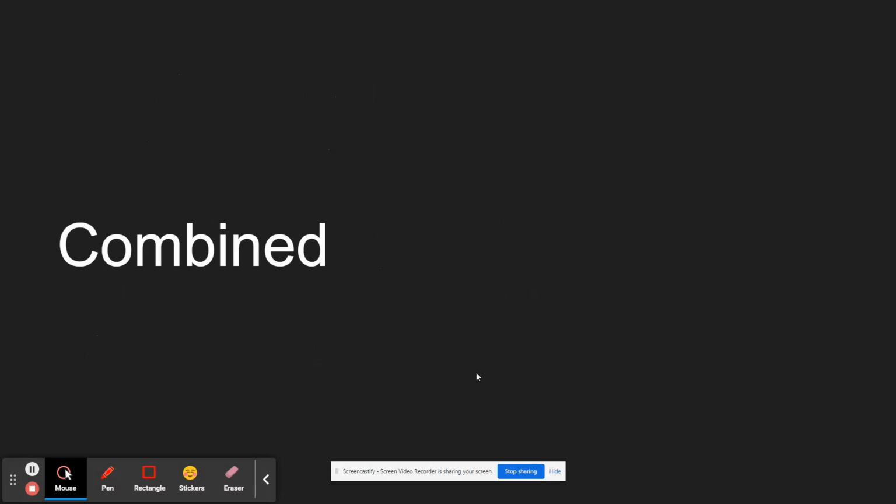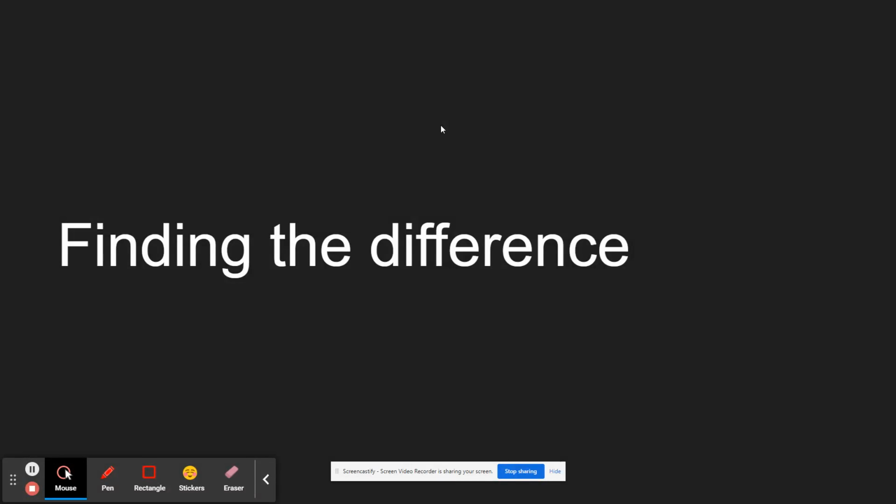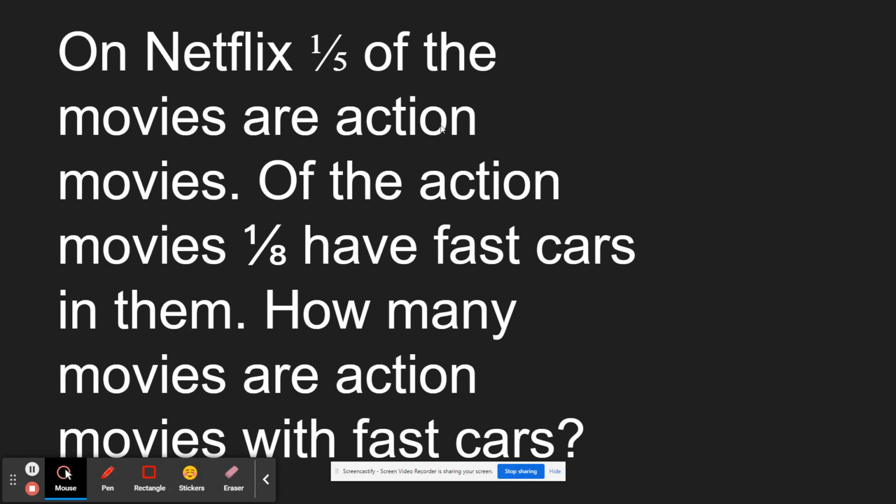Combined would be add. Amy needs 1/2 of milk for 1 cake. How much milk will she need for 7 cakes? So we need to take that 1/2 of milk and multiply it by 7 to figure out how much milk we need in all. So when you are multiplying recipes, you need to multiply. Finding the difference would be subtract.